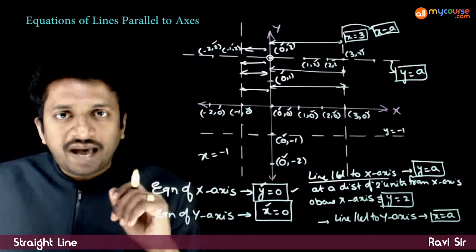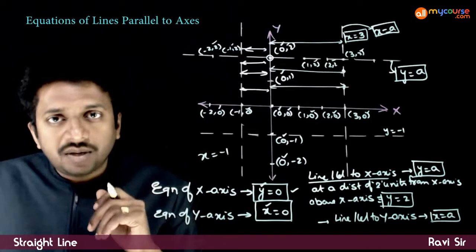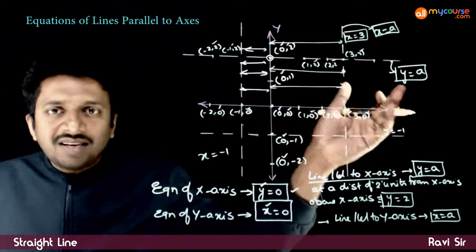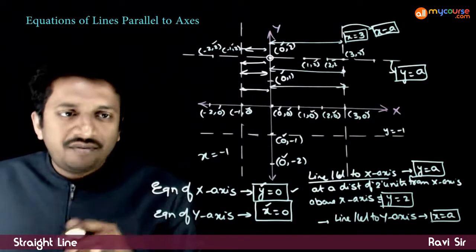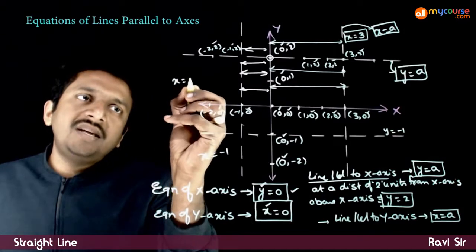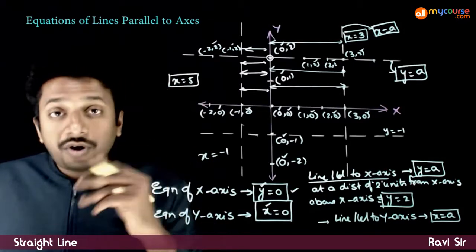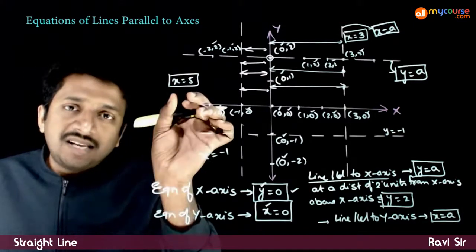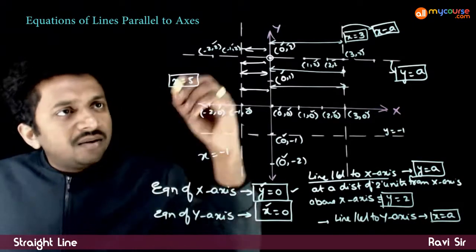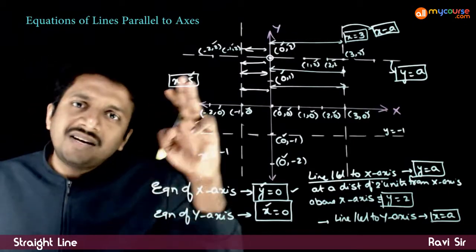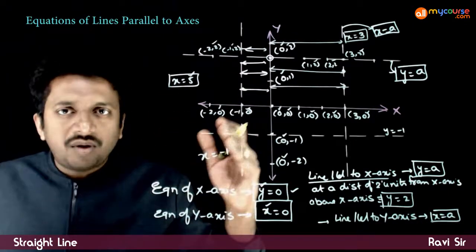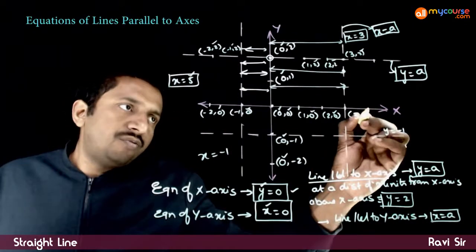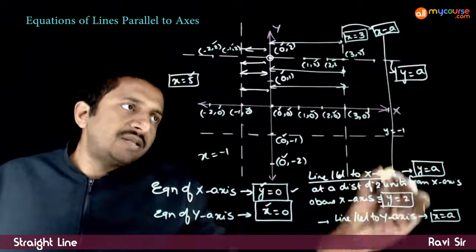And vice versa. If you have an equation which is y is equal to a, you have to understand that the line is parallel to x-axis. For example, if I give you the equation x is equal to 5 and you're asked to draw this line, x is equal to constant, hence the line is parallel to y-axis. 5 means the line is at a distance of 5 units from the y-axis on the positive side. So 4, 5, the line will be something like this.